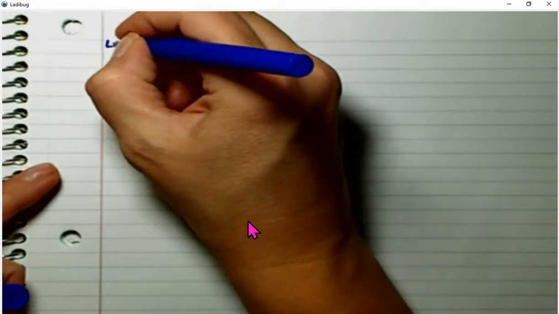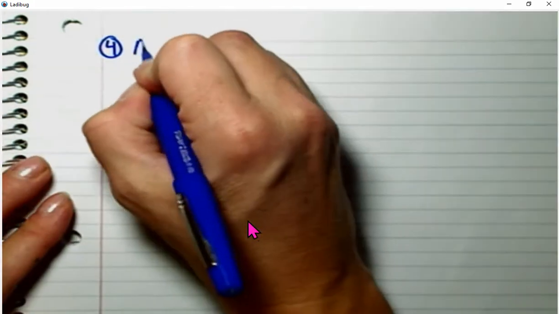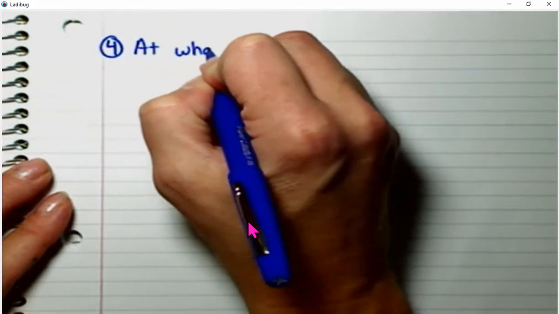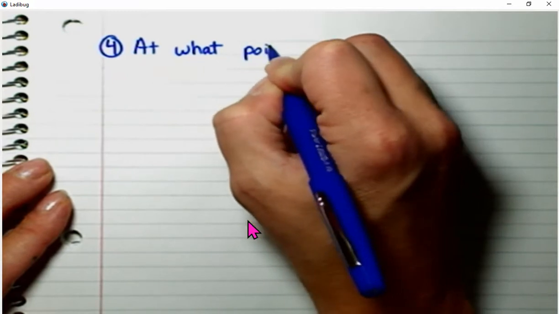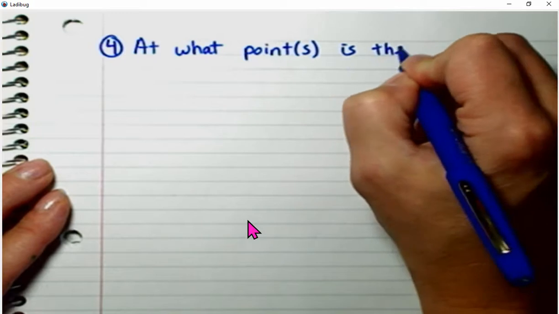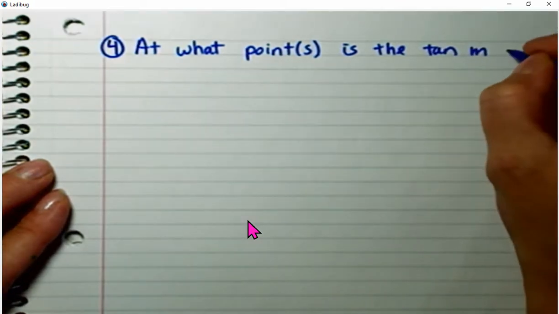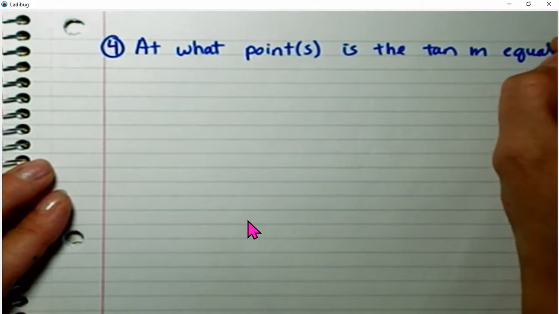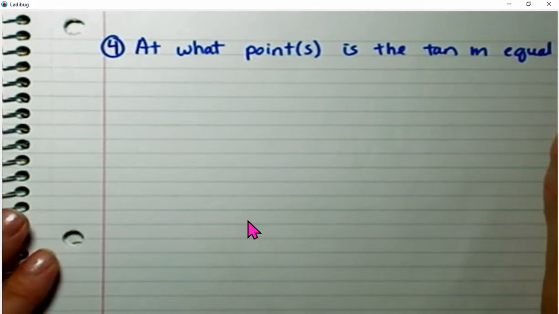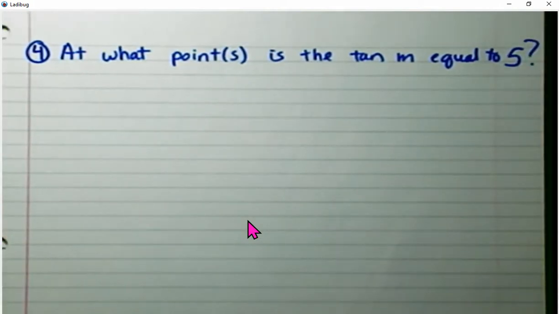Okay, here's your last question. I'll make the algebra a little simpler. Okay. This is it, and then it's game day. Okay. At what points is the tangent slope equal to 5? All right, so much smaller number.